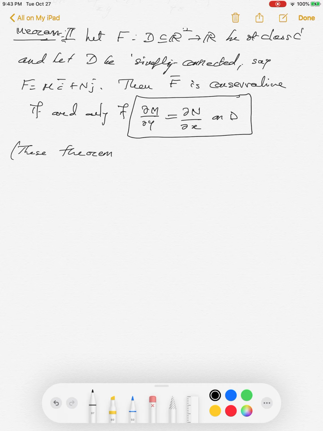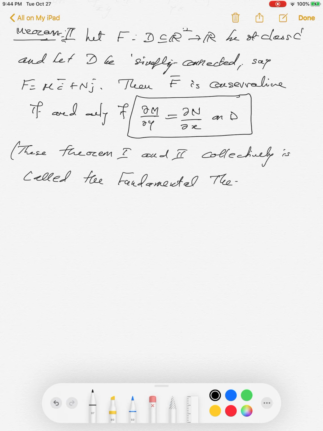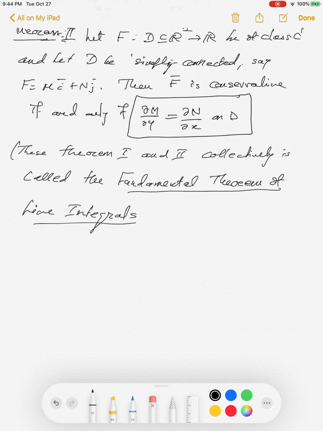Let's do the erasing more. These theorem 1 and 2 collectively is called the fundamental theorem of line integrals. And this is perhaps, I think, the most important theorem that you study in Calc 3.